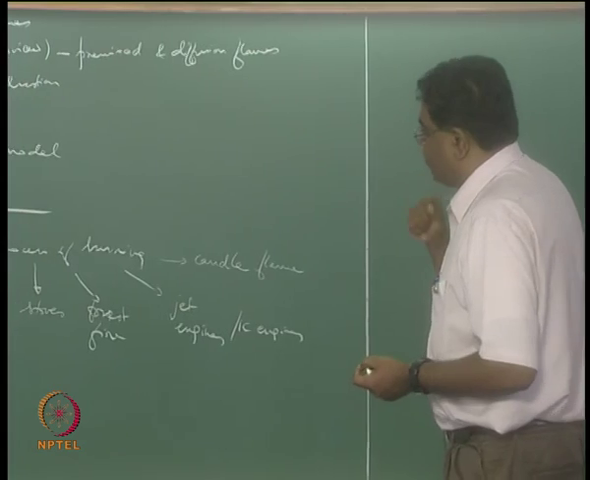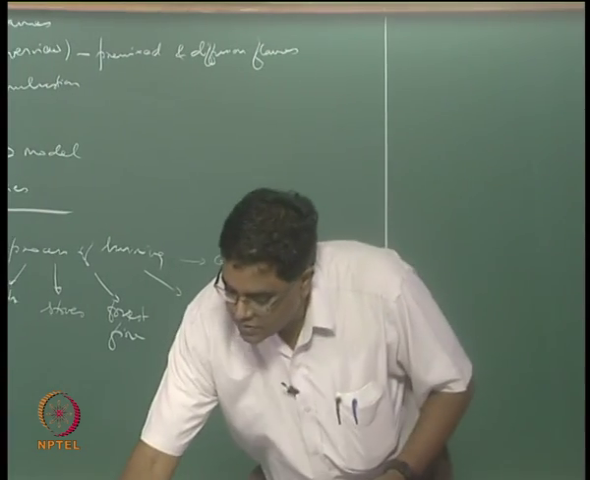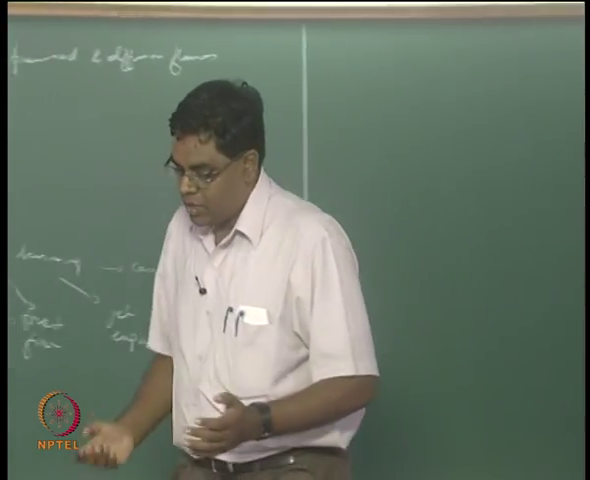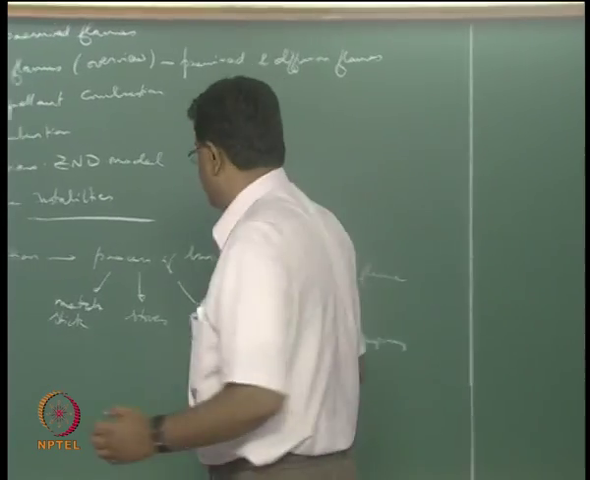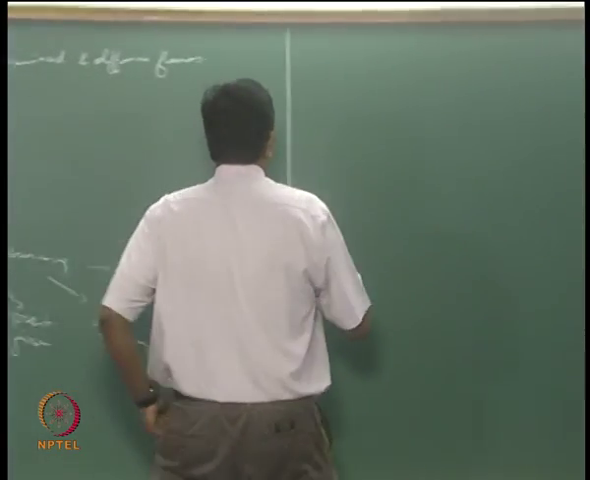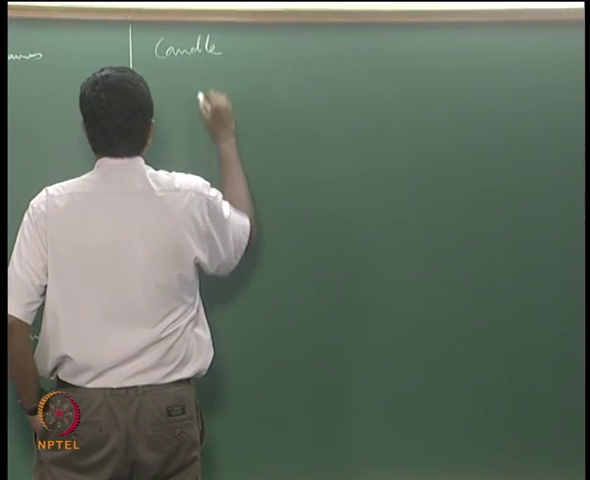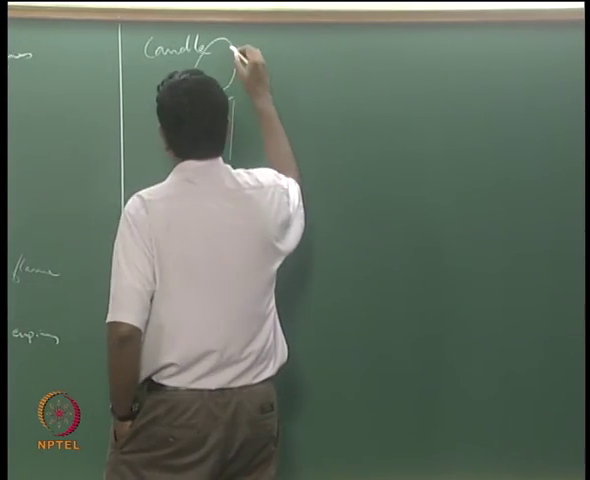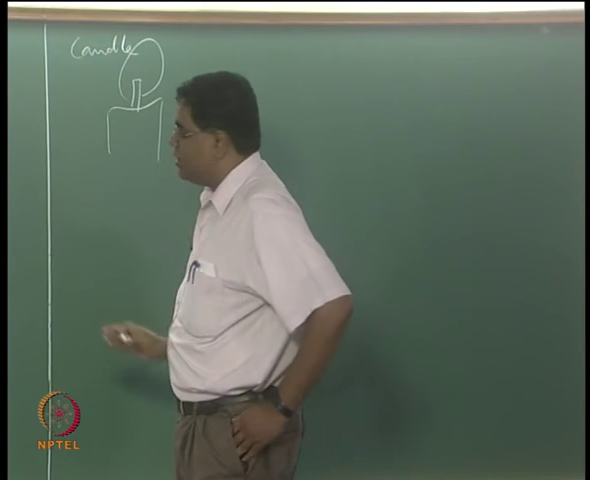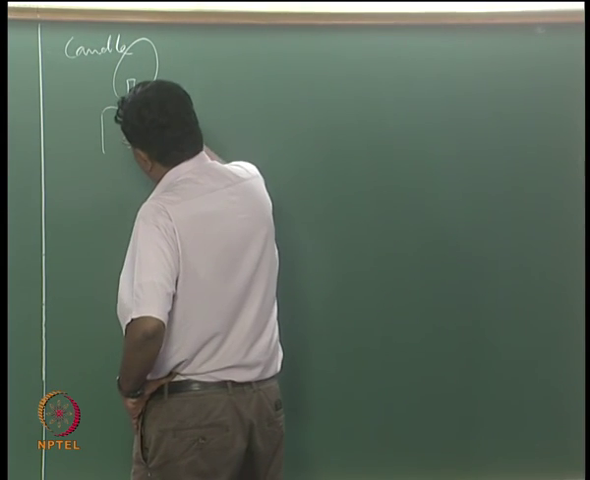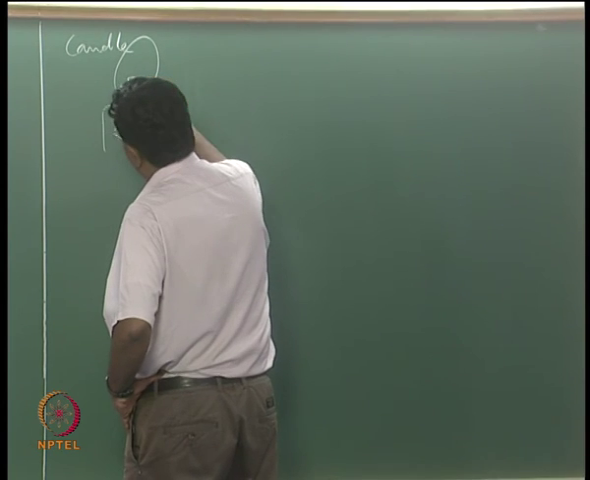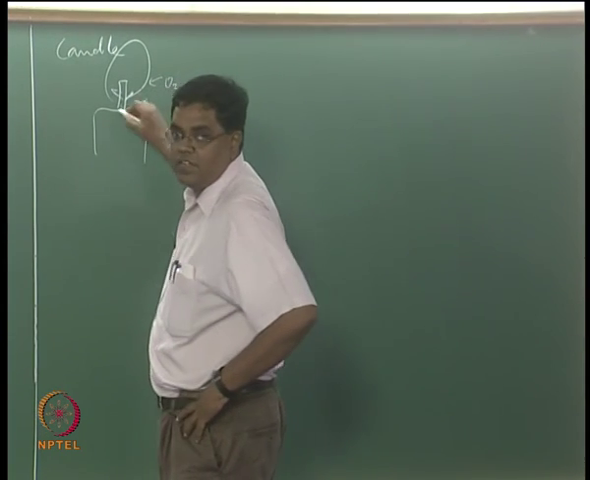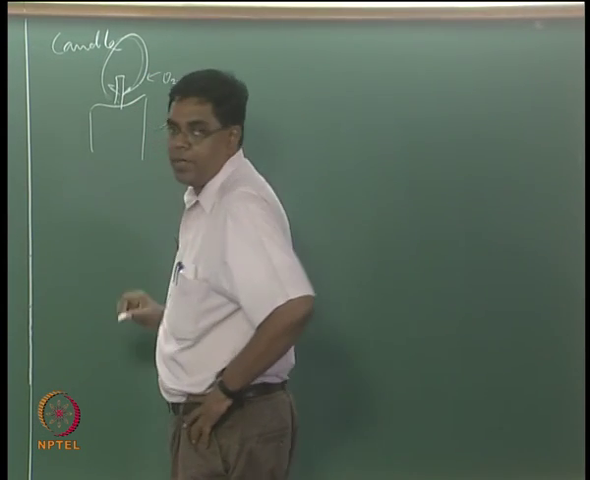So if you want to analyze this kind of situation, we just talked briefly about how a candle works. But what happens in a jet engine, for example? Let's consider the other situation. If you look at a candle, let's suppose you draw a wick over there, and you have a flame, which could be moving back and forth in an unsteady fashion. But essentially, you have a wick in which fuel comes out in vapor form, and then mixes with the oxidizer that's around, and then you have a flame there.